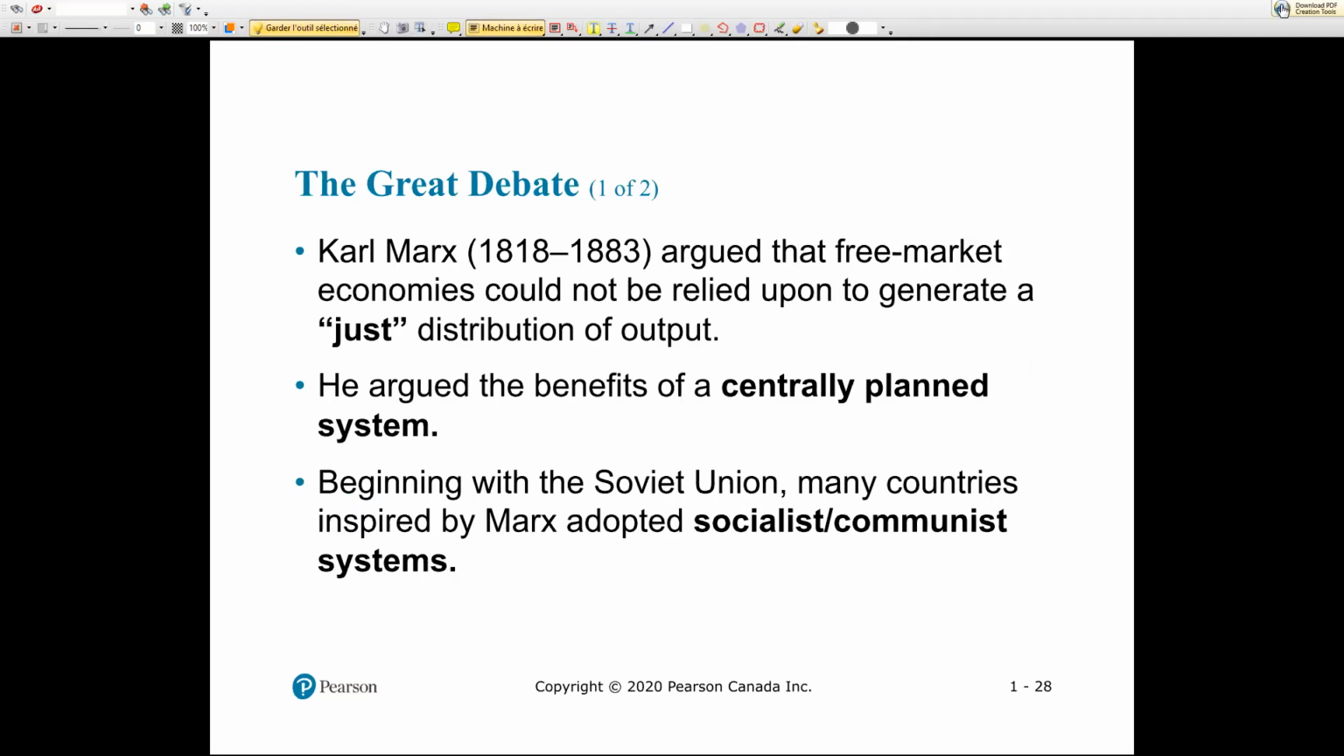Great debate. Back in the day, we would have these schools, the Austrian school, the communist Marxist school. Karl Marx argued that free markets are not fair because the laborers don't get their just share. Marx is still popular for some people, but not all that popular. I could give you one example of what was wrong with the centrally planned system.